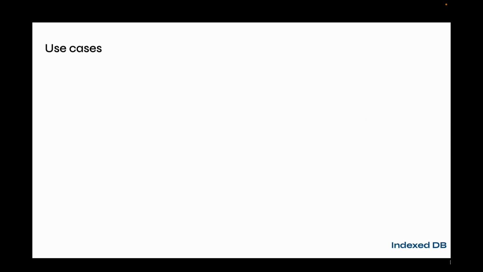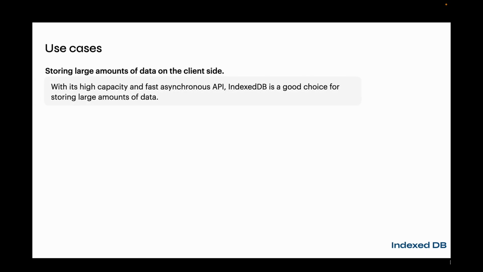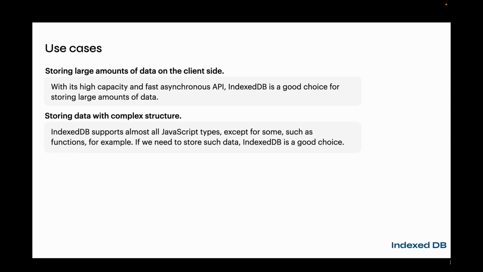Let's look at a few cases where IndexedDB should be considered more than other storages. The first one is storing large amounts of data on the client side. With its high capacity and fast asynchronous API, IndexedDB is a good choice for storing large amounts of data. Storing data with complex structure. IndexedDB supports almost all JavaScript types, except for some such as functions, for example. If we need to store such data, IndexedDB is a good choice.